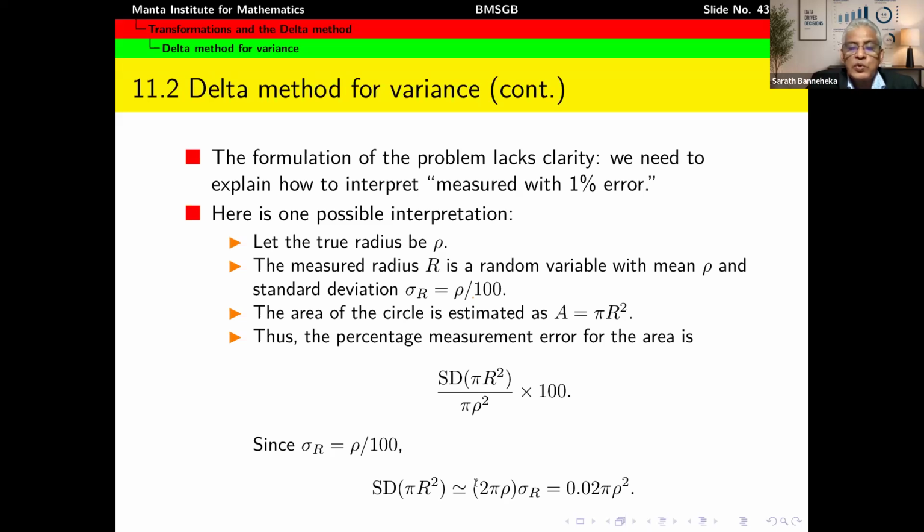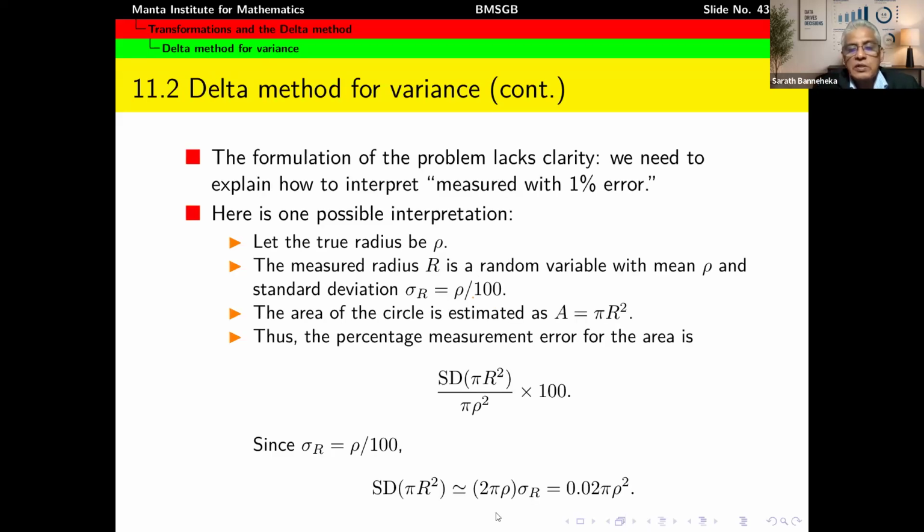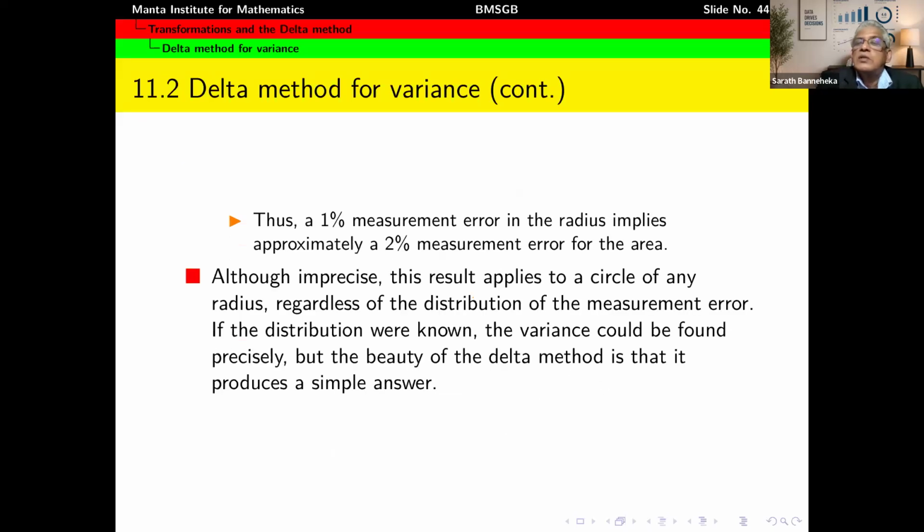So this is g dash mu, right? 2 pi r, and then mu is equal to rho in this case. Times the standard deviation of r, which is rho divided by 100. So this is the standard deviation, this part. So if you substitute into this expression, then the value that you get is 2 here, right? You will get 2 when you simplify this. So that means the percentage error of the area, right? If you take the meaning of error to be the standard deviation, then it will be 2%.